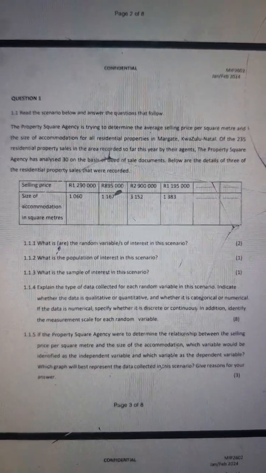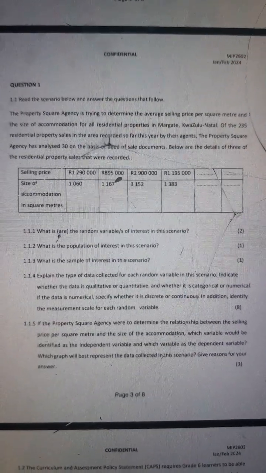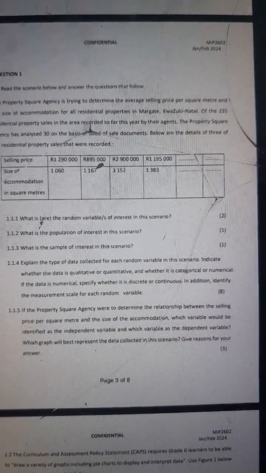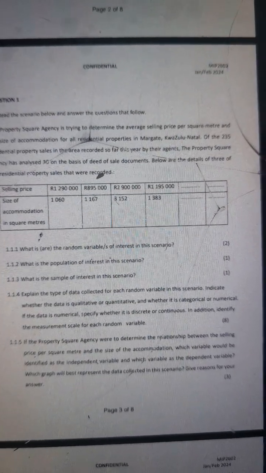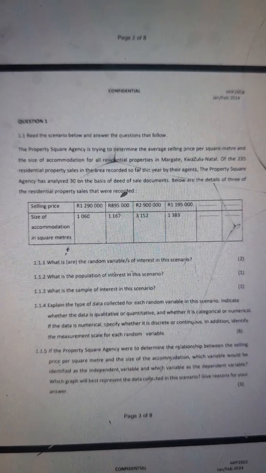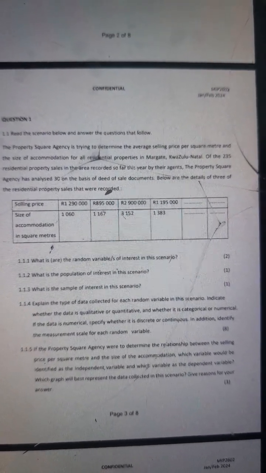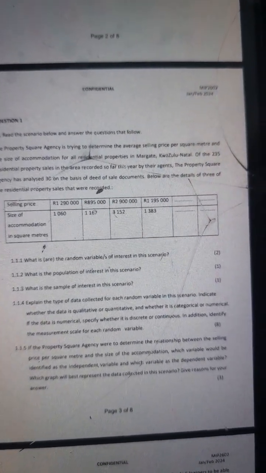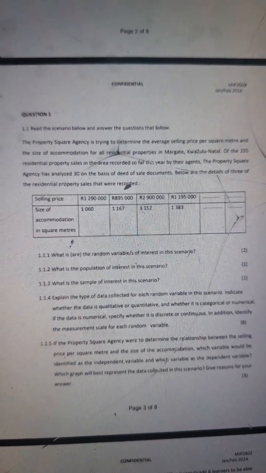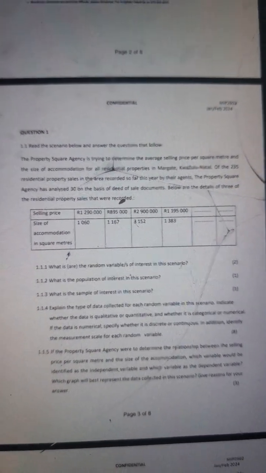Read the scenario below and answer the questions that follow. The property agency is trying to determine the average selling price per square meter, and the size of accommodation for all residential properties in Margate, KwaZulu-Natal, of the 235 residential property sales in the area recorded so far this year by agents. The property agency has analyzed data on the basis of the deed of sales document. Below are the details of the three residential property sales that were recorded.